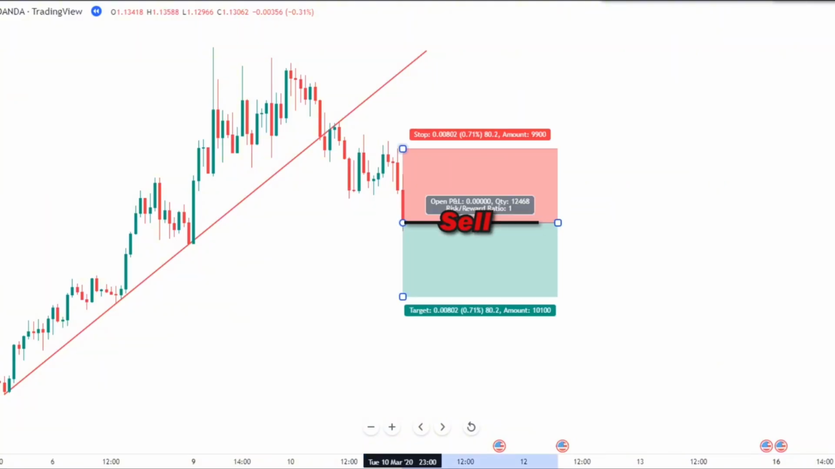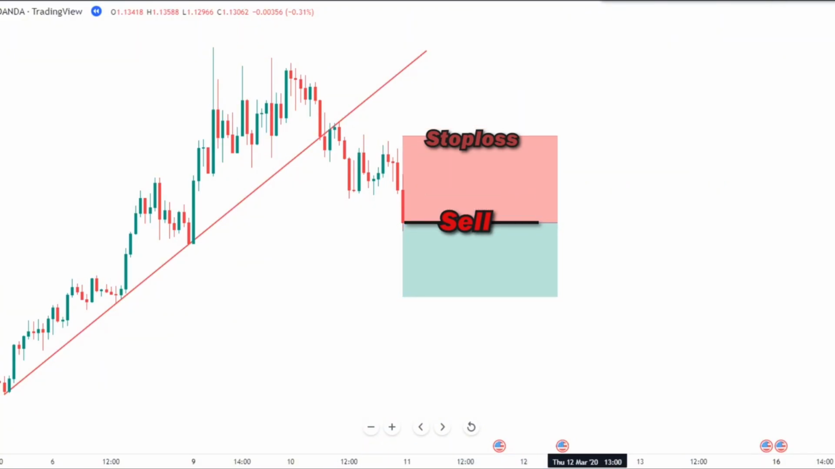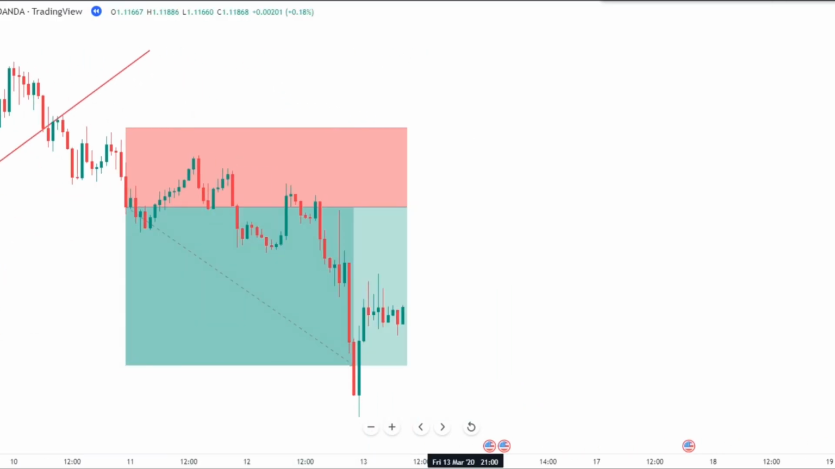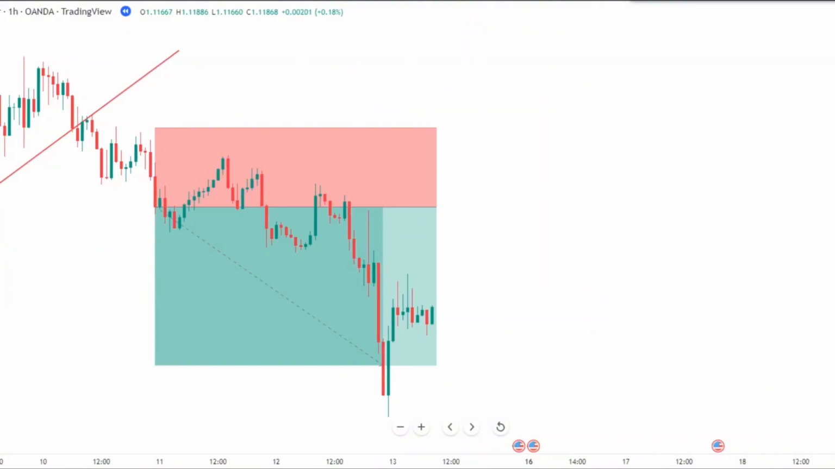For the exit strategy, stop loss goes near the closest key level and target profit at a 1-to-2 risk to reward. And once again, this trade finishes in profit.